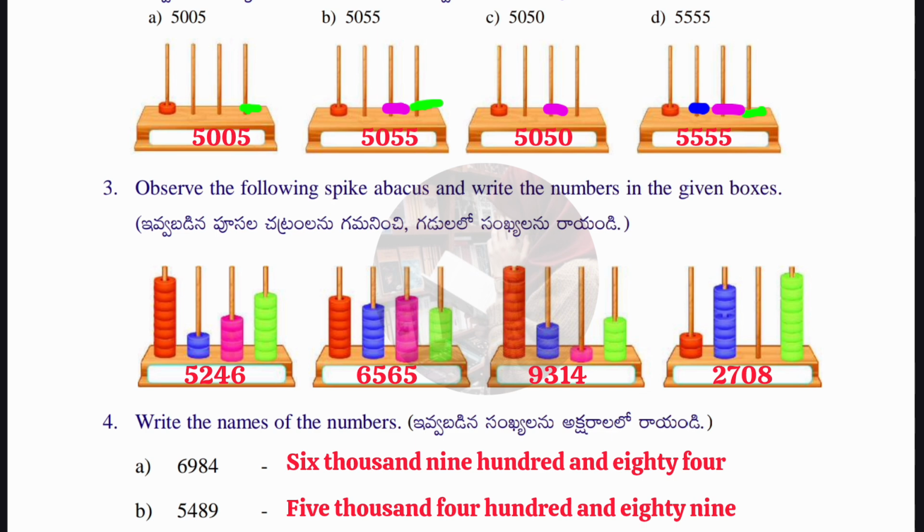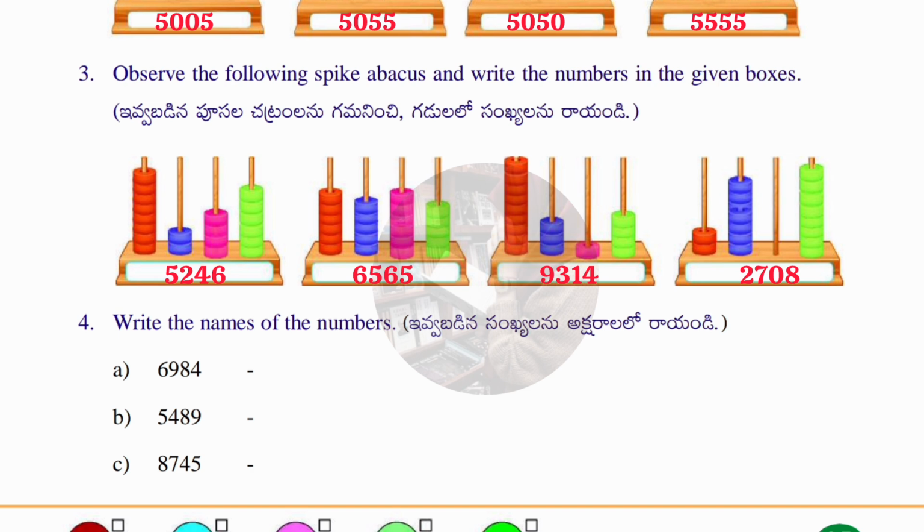Okay, here we have given 4 different spike abacus. What we have to do is count each bead in each rod and write down the number. If you see the first abacus, we have 5246. Next abacus, count each and every bead, then only you will get the correct answer. The second answer is 6565. Next, the third one is 9314. Next, the fourth one, 2708. There are no beads in the tens rod.